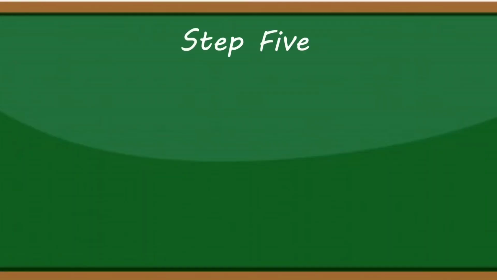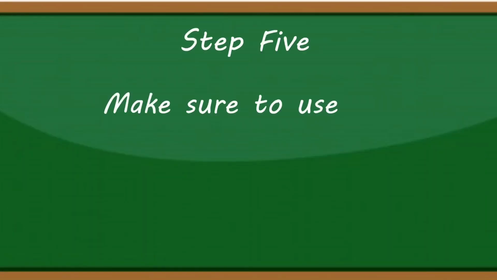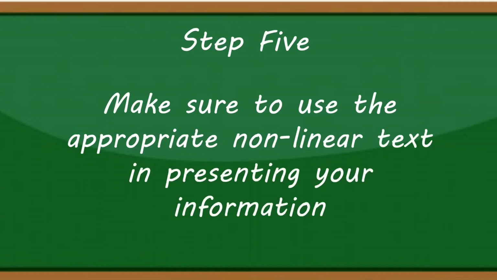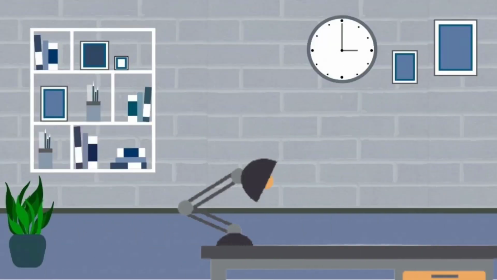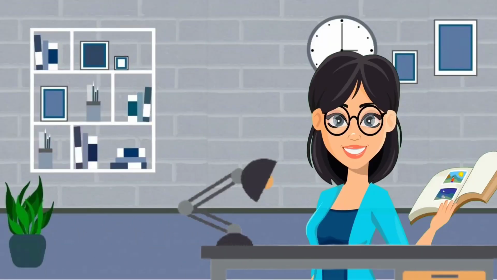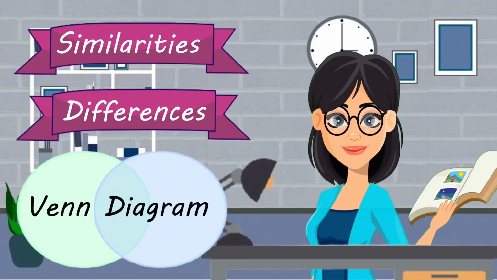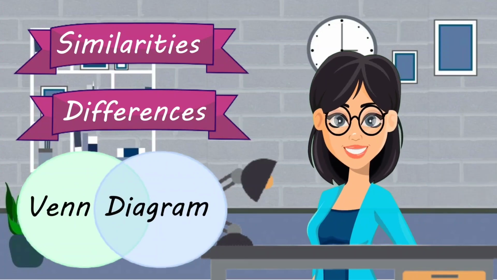Step 5. Make sure to use the appropriate nonlinear text in presenting your information. Let us now review what we just discussed. What nonlinear text should we use in presenting the similarities and differences of certain items? That's right, we have to use the Venn diagram.